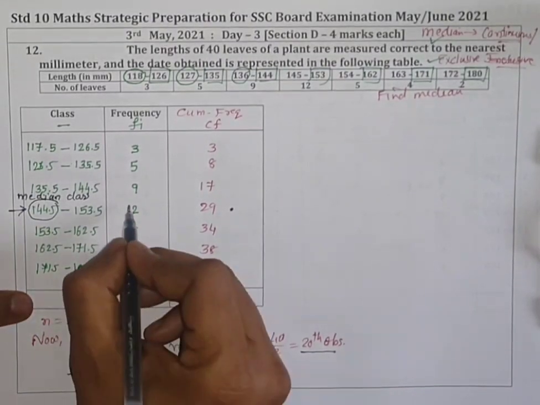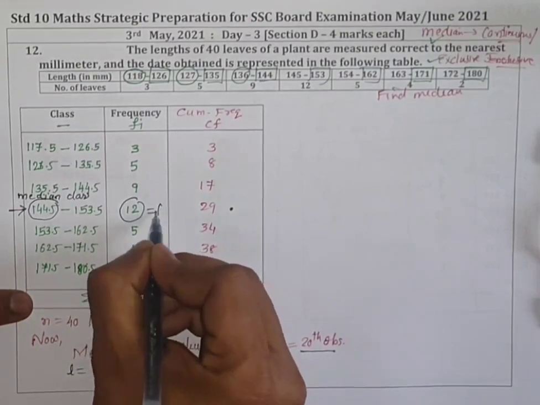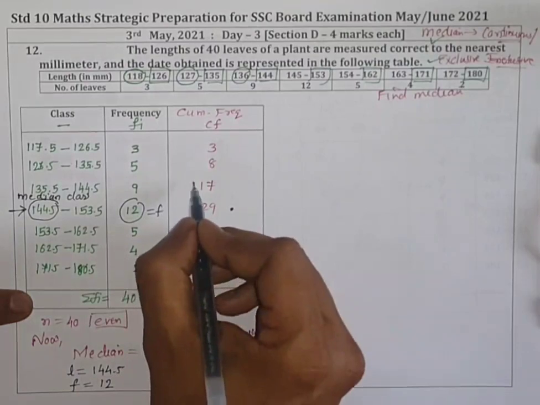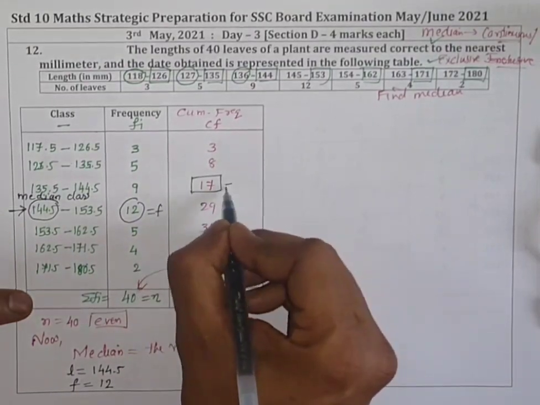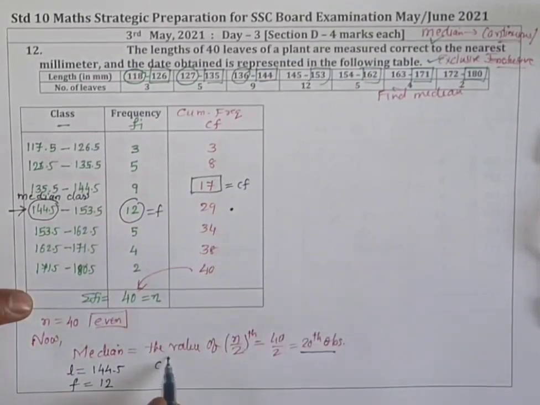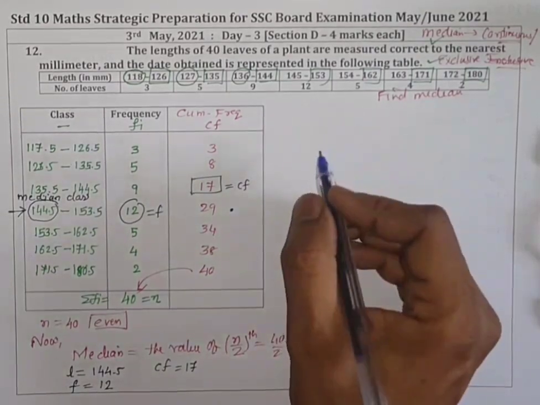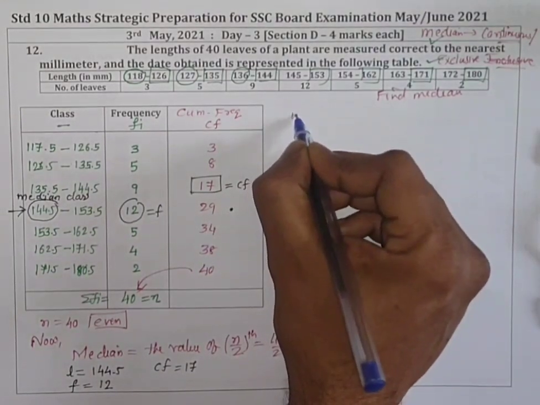144.5. Alright, what is frequency here? That is F, and that is 12. And what is cumulative frequency? CF, that is 17. Cumulative frequency CF is 17. Alright children, so now you can use the formula to find the median.